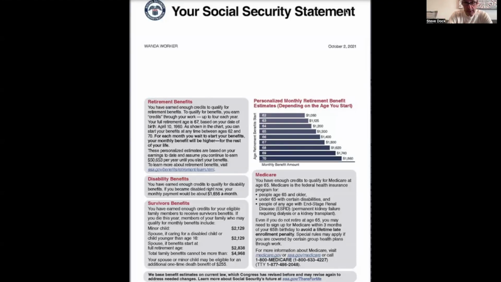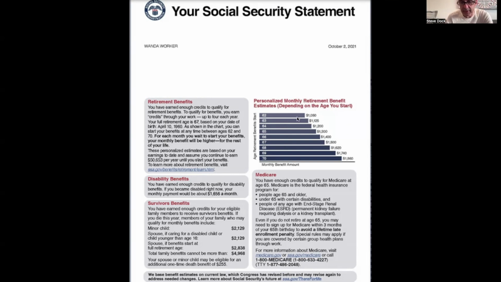All right, let's talk about your Social Security statement. This is what it would look like. This is a fictitious statement. I want to draw your attention to the right side here where you see this graph. And I just want to make sure you're clear on this. This is what you will be paid at the different years when you go on Social Security.